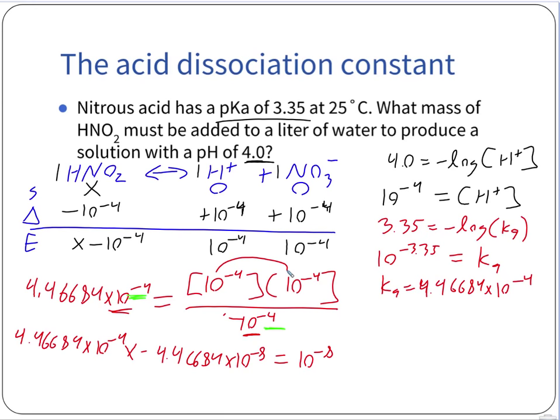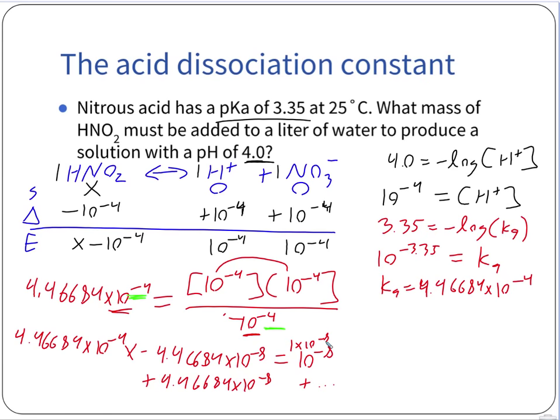All right, so now we just have to solve this out here. What we'll do is add plus 4.46684 times 10 to the negative eighth to both sides. We got that up right there. So this is 10 to the negative eighth, just 1 times 10 to the negative eighth. So that means 1 times 10 to the negative eighth plus 4.46 times 10 to the negative eighth. It's going to be 5.46 times 10 to the negative eighth.